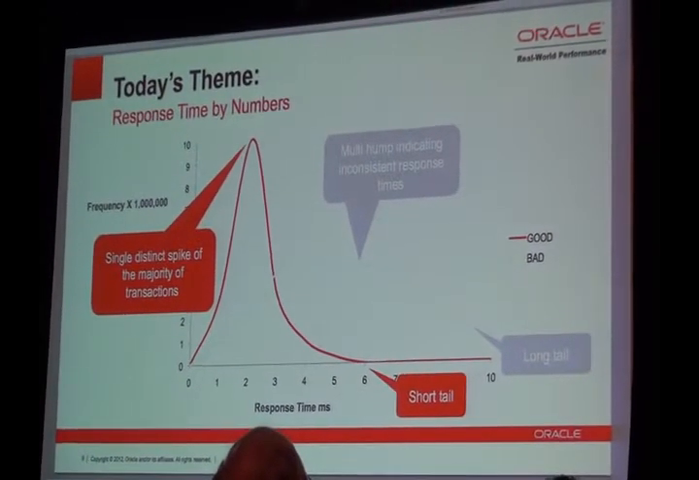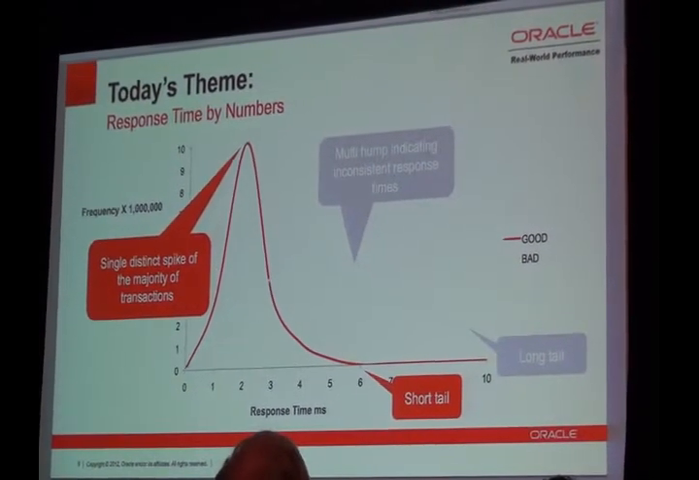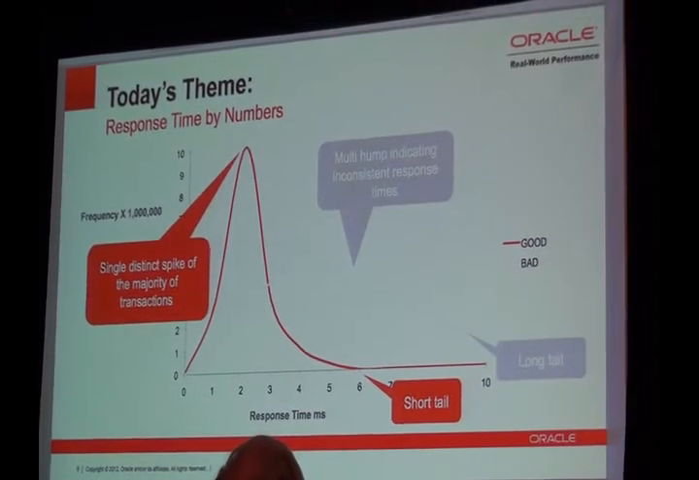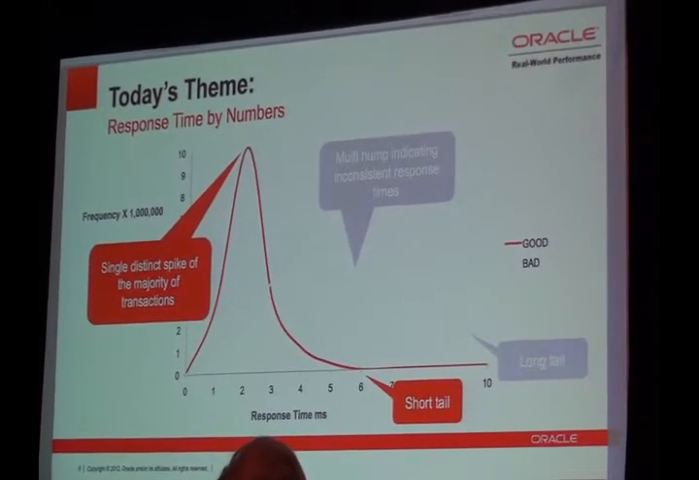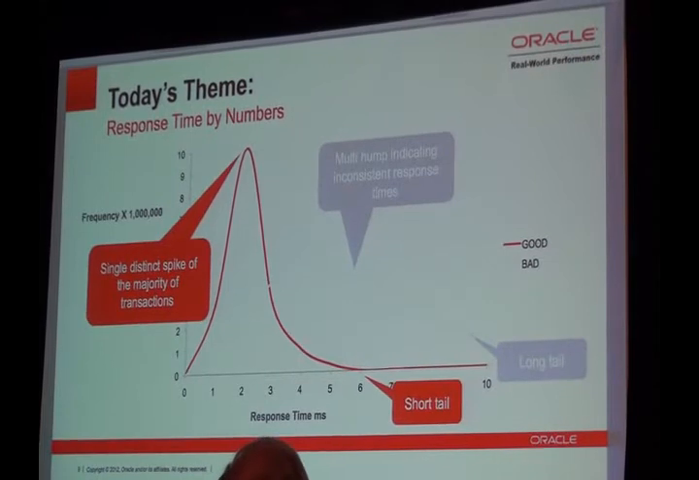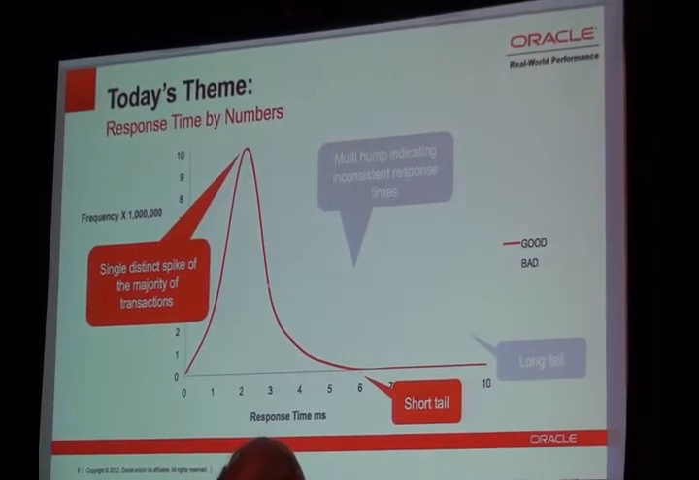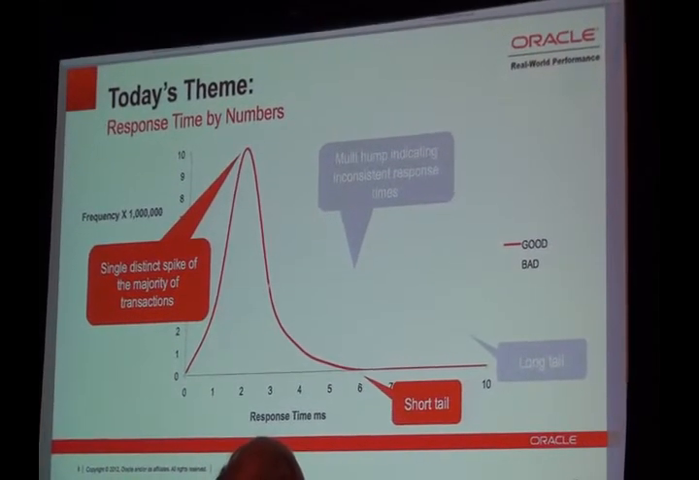In a good response time case, you have a clearly defined spike. It's quite close. All the response times are very close together. And you have a very short tail. There's not many long-running transactions.